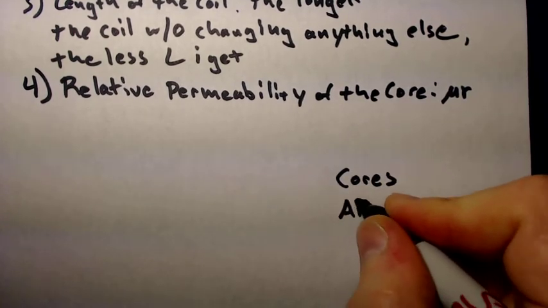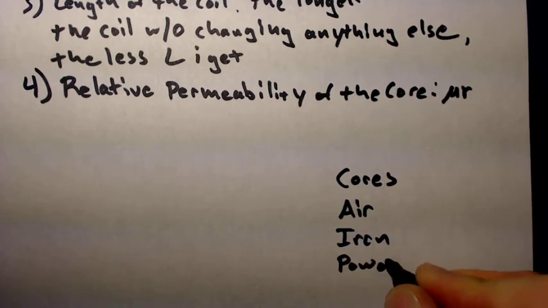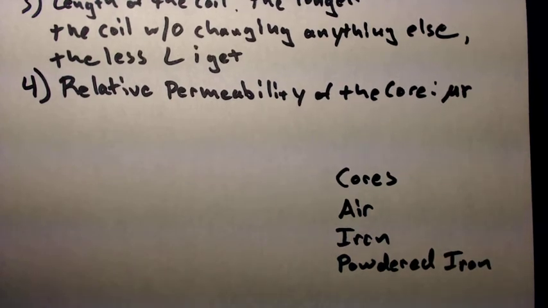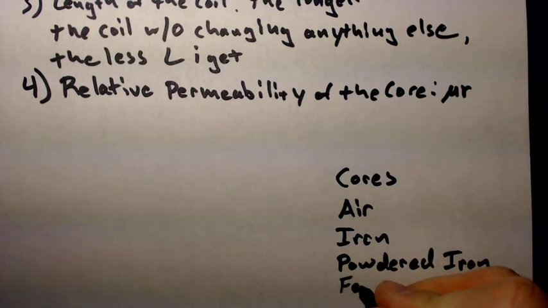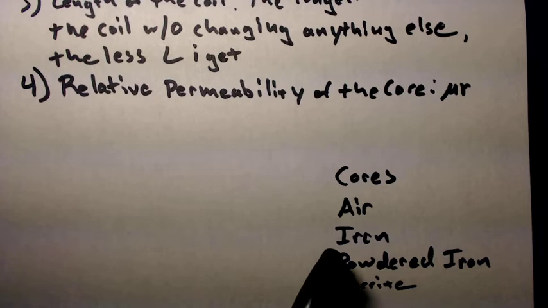Cores. I can have air, I can have iron, I can have powdered iron. What else? There's a material called ferrite that gets used. Those are actually the only ones that are coming to mind right now. I'm still thinking. Yeah, I don't think I've ever used any other type of inductor. It's either got air, iron, powdered iron, or ferrite, which is essentially the same thing.